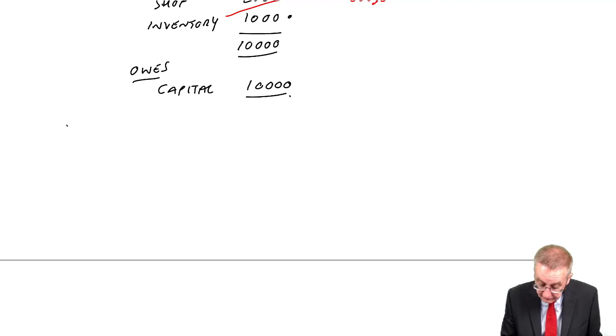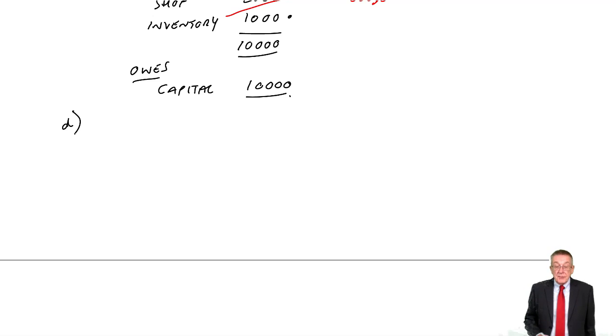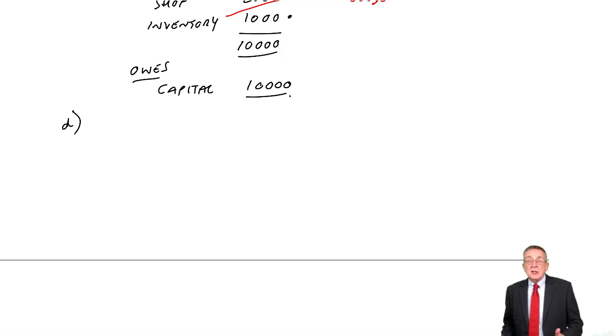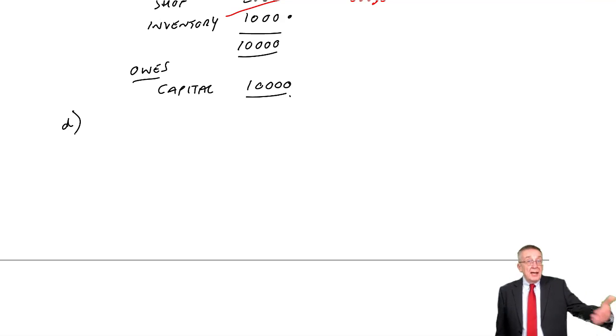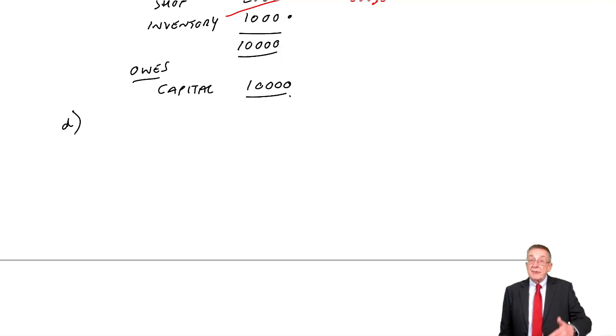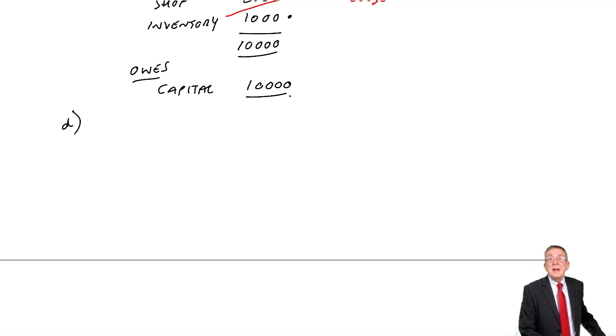D. We buy more goods for resale, but this time on credit. And what we mean when we buy on credit, nothing to do with debits, credits. It simply means if you buy on credit, you're buying the goods, but instead of paying for them immediately, we'll owe money, we'll pay for them later. Maybe we'll pay for them next month.